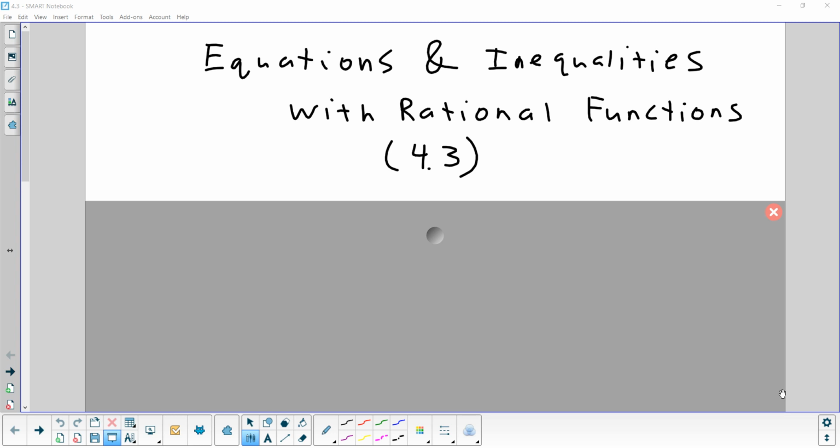All right, so we're going to start out by taking a look at section 4.3. We have 2 sections left in chapter 4, today and tomorrow. And then Wednesday will be our first section of chapter 5, which is the last chapter before we start trig.